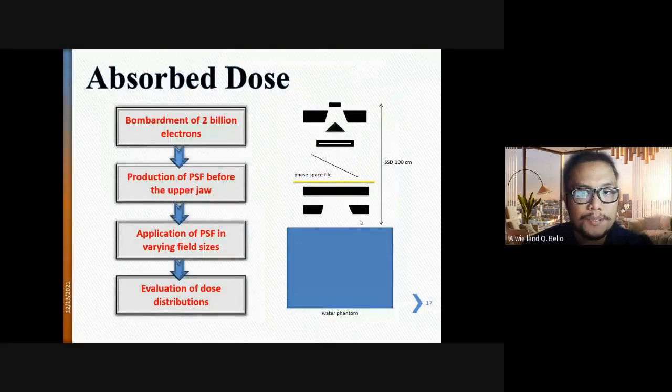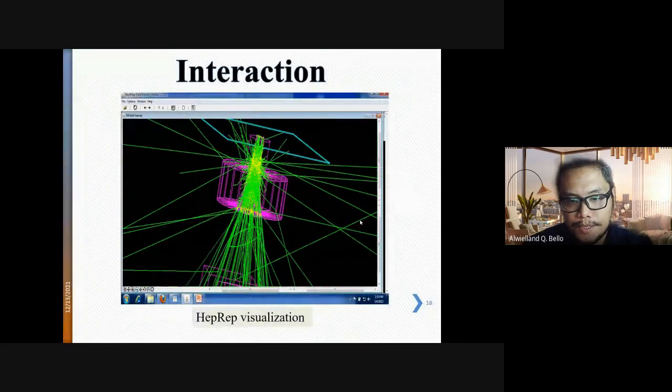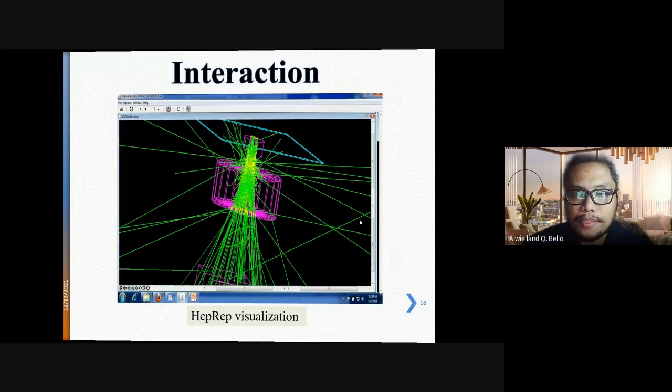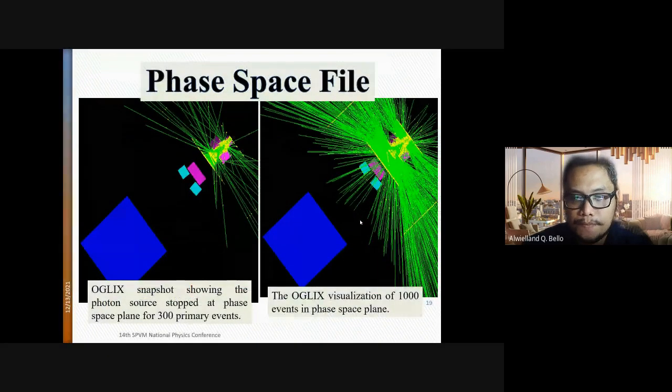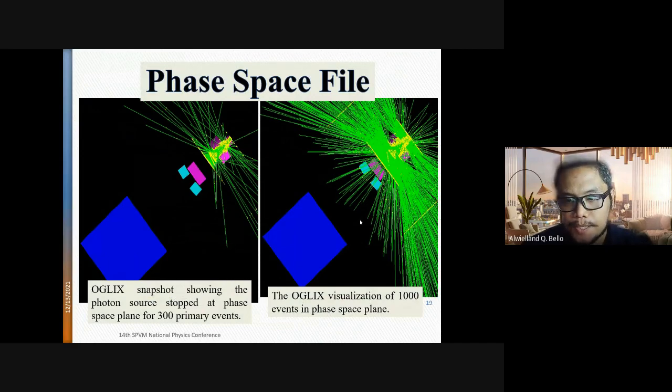So observe those. There would be bombardment of 2 billion electrons, and then there would be production of PSF before the upper jaw, an application of PSF in the varying field sizes, and the evaluation of those distributions. This is an example of a HepRep visualization during interaction time. And a phase space file for both 300 primary events and another for 1,000 events.